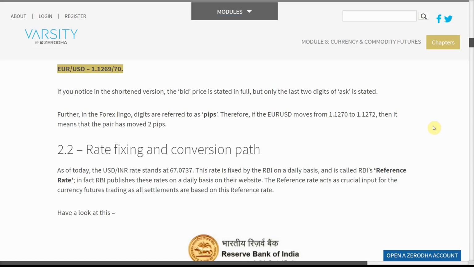2.2 Rate fixing and conversion path. As of today, the USD-INR rate stands at 67.0737. This rate is fixed by the RBI on a daily basis, and is called the RBI's reference rate. In fact, RBI publishes these rates on a daily basis on their website. The reference rate acts as a crucial input for currency futures trading, as all settlements are based on this reference rate.